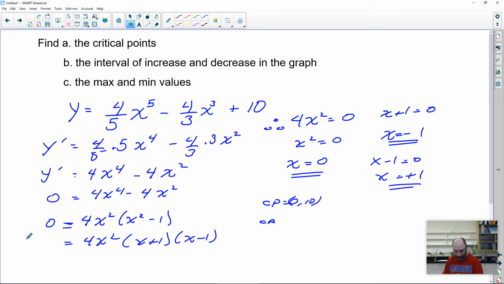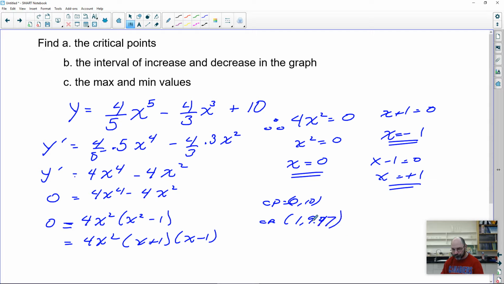Okay, so I'll go 4 divided by 5 minus 4 divided by 3 plus 10. So I get 9 7/15. Or if we like, you can use decimals here. 9 7/15, or 142 over 15, or 9.47.